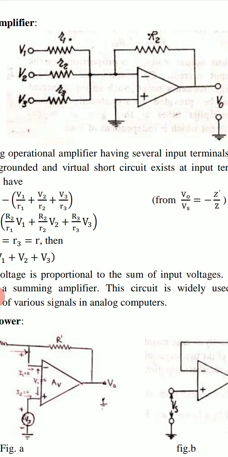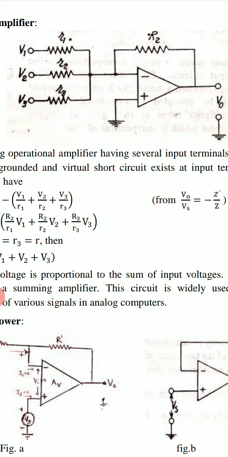This is also an inverting amplifier. The non-inverting input terminal, that is represented by plus sign, is grounded, and at the inverting terminal, that is represented by minus sign, three input voltages V1, V2 and V3 are applied through resistances R1, R2 and R3 respectively.